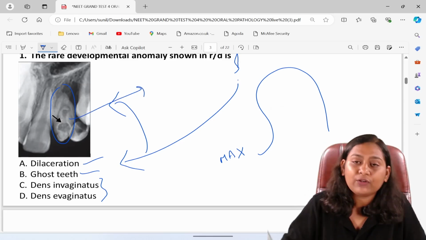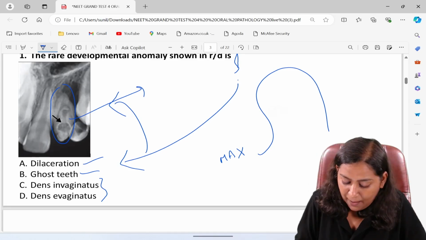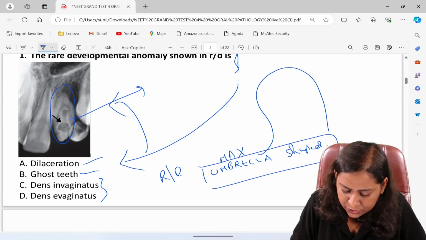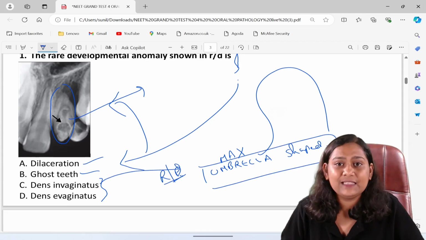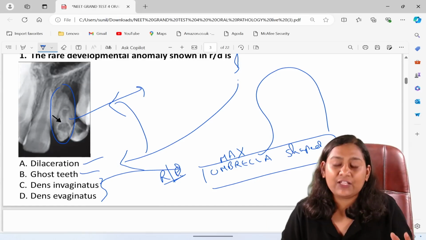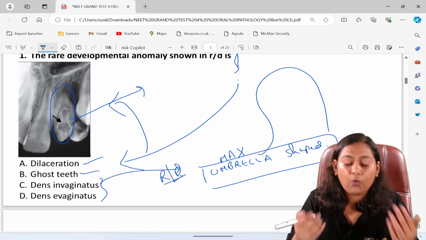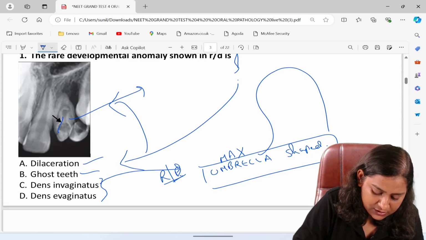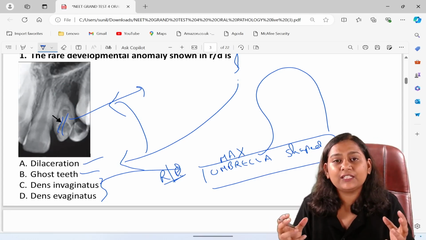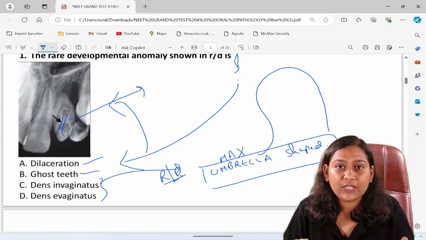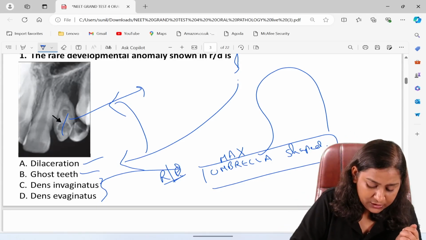And which radiographic feature are they telling about? This is an umbrella shaped radiographic feature, which is seen classically in dens invaginatus. Now, what is the difference between invaginatus and evaginatus? As the name suggests, invaginatus means something which is going inside, as in this image. Evaginatus means something which is coming out, protruding out. So in invaginatus the structure is going inside.